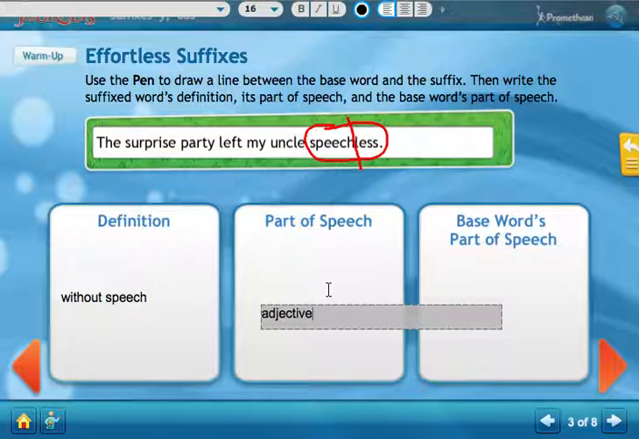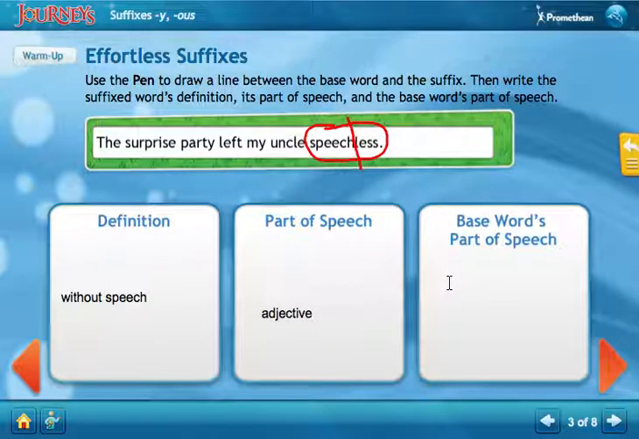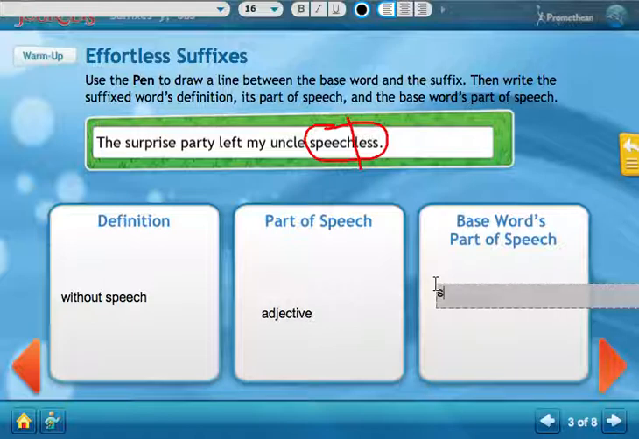Remember, an adjective describes a noun. Speechless is describing my uncle. The base word in the word speechless is speech, and speech is actually a noun. So you can see adding the suffix less changes the part of speech, and it changes the meaning of the word.